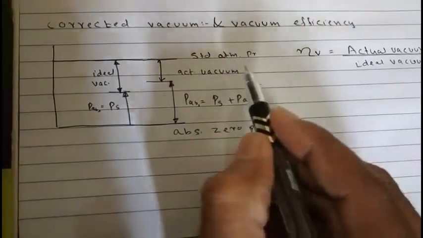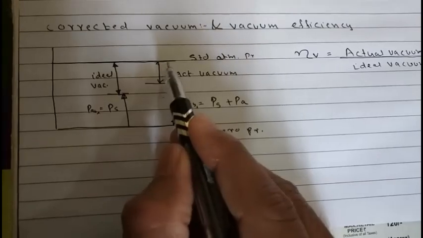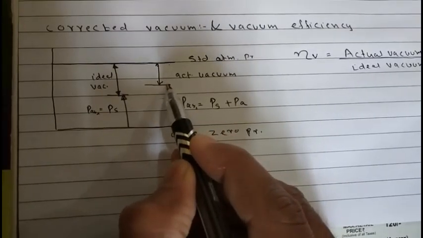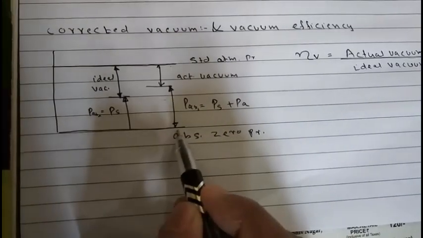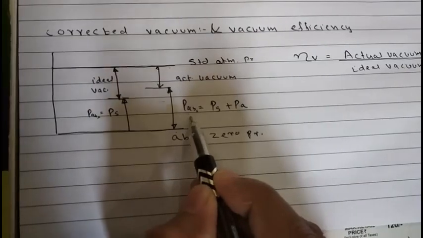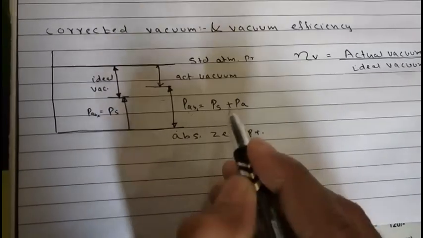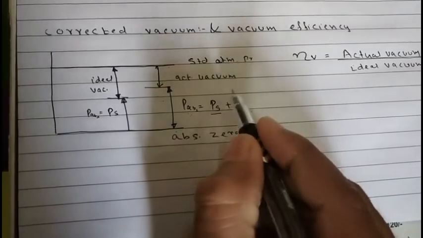This is the standard atmospheric pressure line. We know that the pressure below the atmospheric pressure measured is called the actual vacuum. The pressure measured from the absolute zero pressure up to a certain point is the absolute pressure. So this is the absolute pressure inside the condenser, which will contain the partial pressure of the steam and the partial pressure of the air.